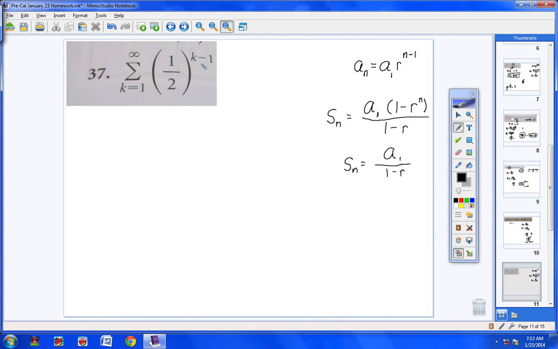1 minus 1 is 0. 1/2 to the 0 power is 1. Now put a 2 in. 2 minus 1 is 1. 1/2 to the 1 power is 1/2. Now let's put a 3 in.